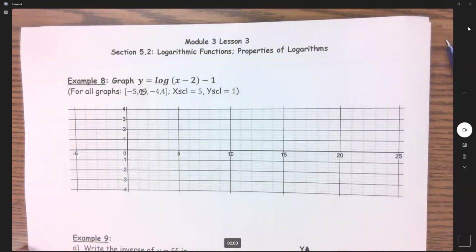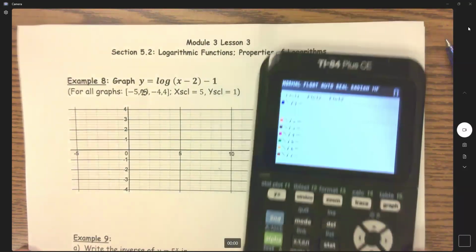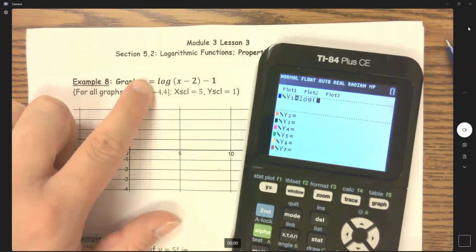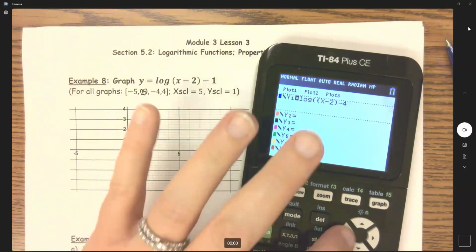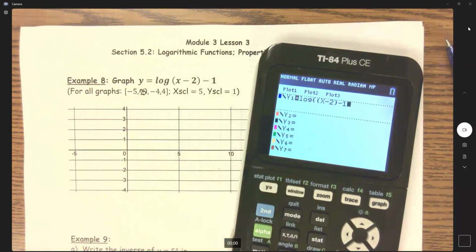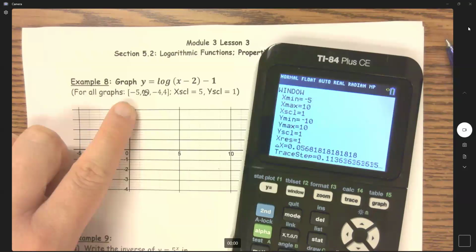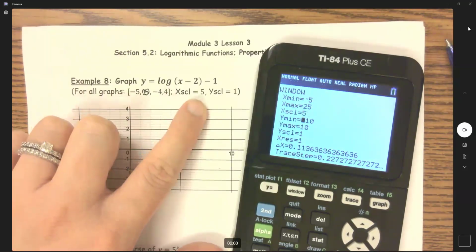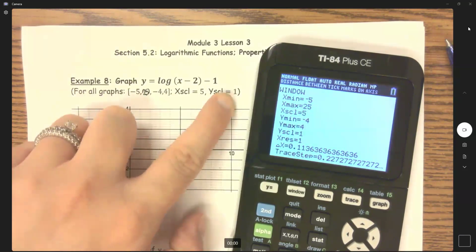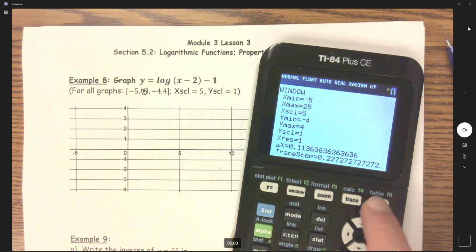So let's put this into our graphing calculator. We have log of x minus 2, close parentheses, minus 1. And we can graph this in our graphing calculator because it is a common log, right? Until next lesson, the only two kinds of logs we can graph are common logs and natural logs. So let's go into our window and change it to match. We've got -5 to 25 with a scale of 5, -4 to 4 with a scale of 1, and then we'll hit graph.